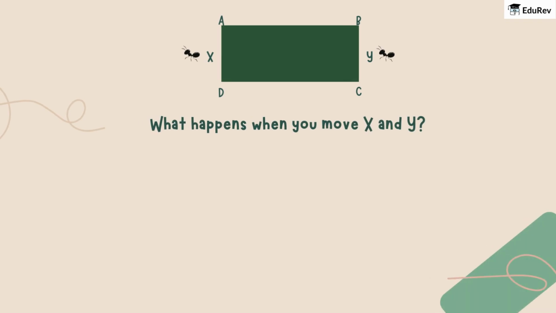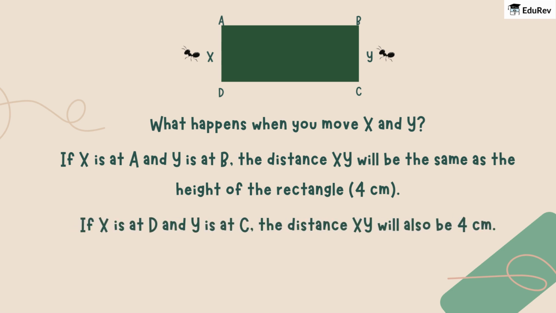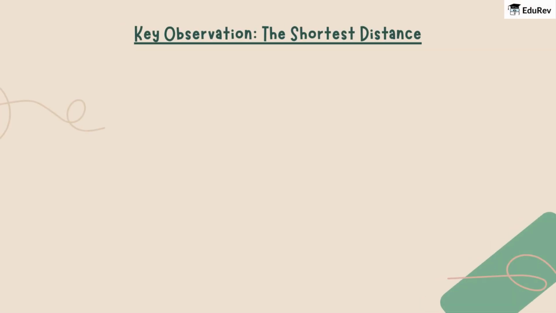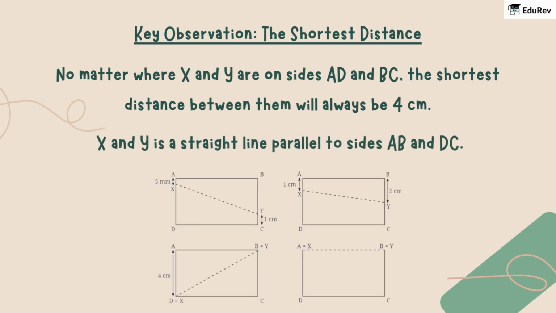What happens when you move X and Y? If X is at A and Y is at B, the distance XY will be the same as the height of the rectangle, 4 centimeters. If X is at D and Y is at C, the distance XY will also be 4 centimeters. Key observation: the shortest distance. No matter where X and Y are on sides AD and BC, the shortest distance between them will always be 4 centimeters. XY is a straight line parallel to sides AB and DC.